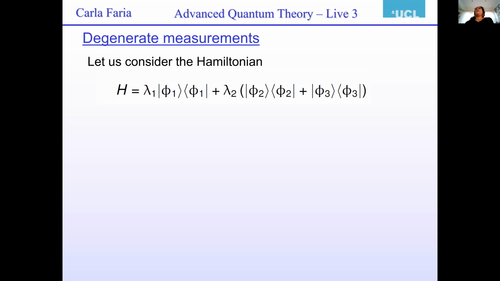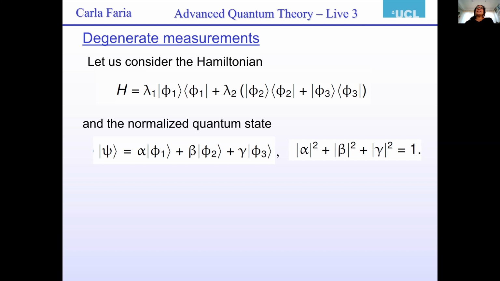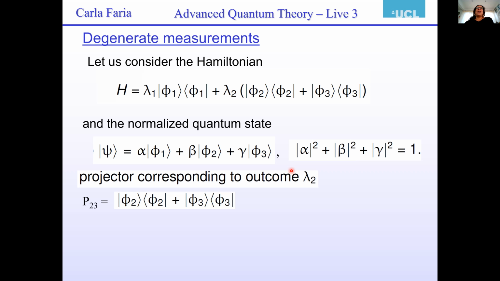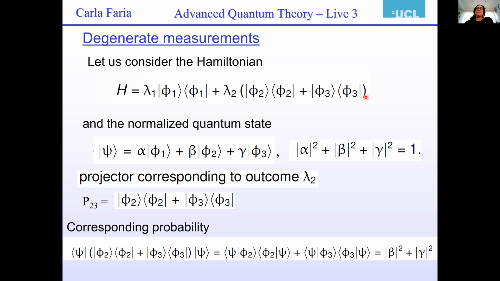Because you have to be a bit careful, in the sense that you may have, for instance, degenerate measurements like what you have here. This is something in the asynchronous lecture as well. If you have this Hamiltonian and you have a normalized quantum state, and you say, I want to know the outcome of lambda 2, you see you have two states corresponding to the outcome of lambda 2. So you have a rank 2 projector. You calculate the probability, you get this. You have to take this into consideration.